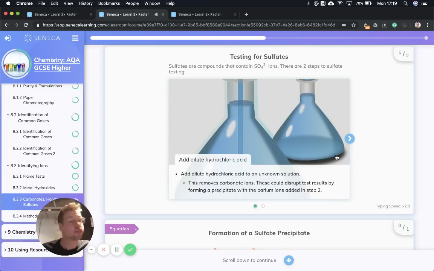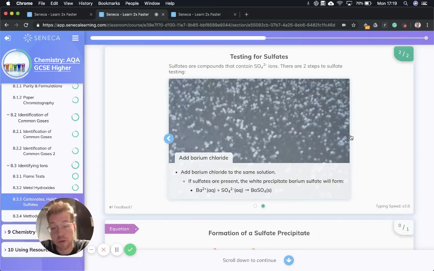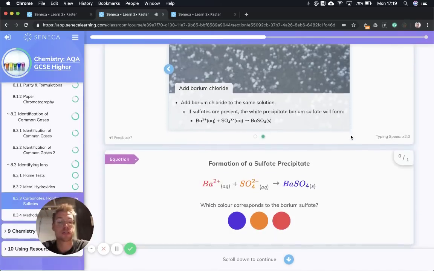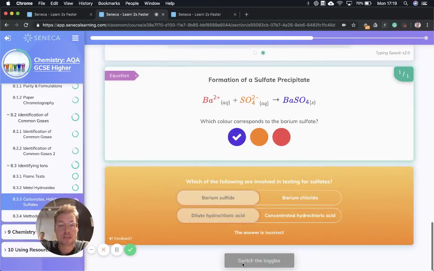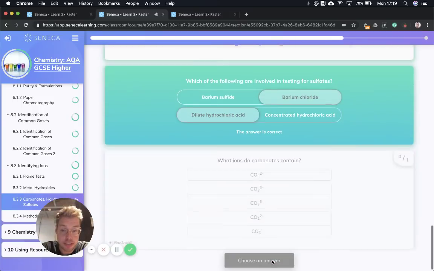Why do we do this? It removes carbonate ions. Goodbye, carbonate ions, because these could disrupt the test results by forming a precipitate with the barium ions added in step 2. Again, I've already alluded to what we're going to be doing next. We're going to be adding barium chloride. So we add barium chloride to the solution, and if sulfates are present, the white precipitate barium sulfate will form. So Ba2+ plus SO4 2- goes to BaSO4.